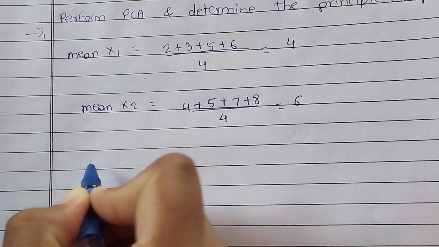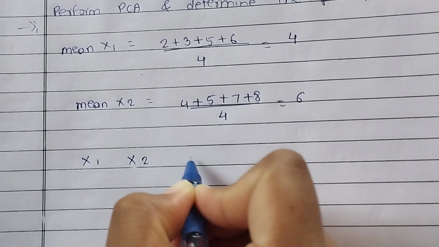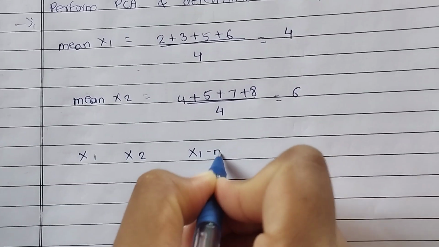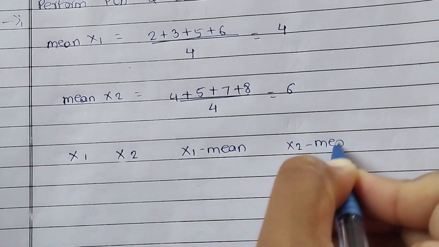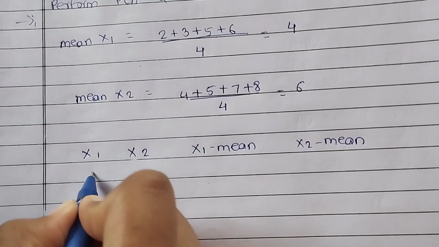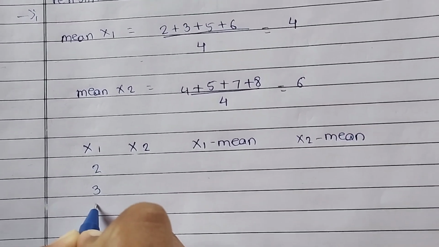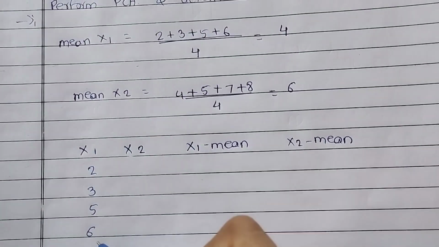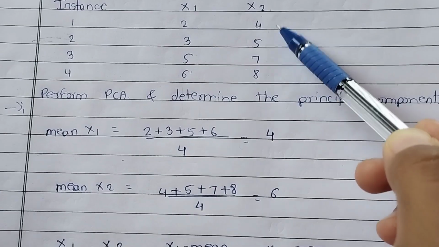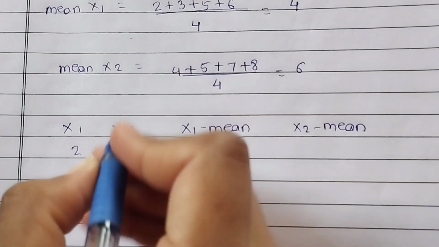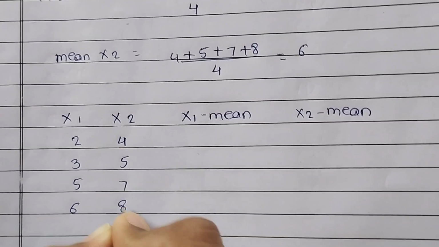Again we draw one table where x1 is the feature and x2 is the feature. Here x1 minus mean and here x2 minus mean. Now write all the entities as they are. 2, 3, 5, 6. This is the column for x1 which we copied from here. Now this is x2: 4, 5, 7, 8.